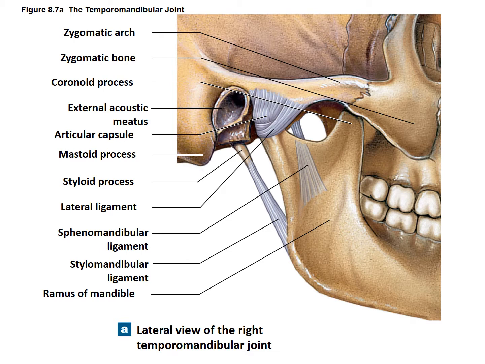The lateral ligament, also called the temporomandibular ligament, is going to connect from the temporal bone into the mandible. And we can see that here. It stabilizes the lateral surface of the temporomandibular joint.